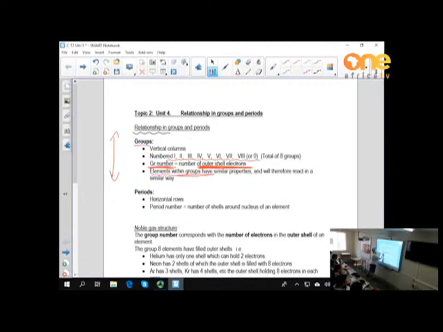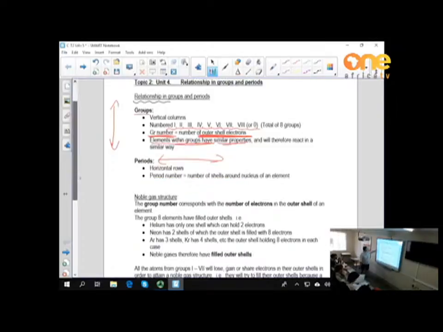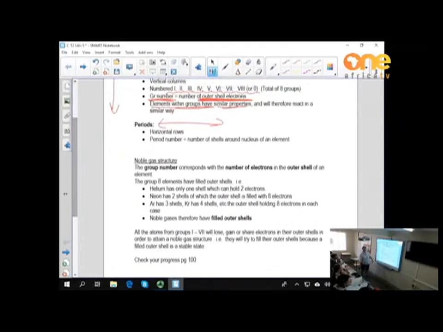Next thing here, elements within groups have similar properties and very often tend to react in similar ways. Now, a little bit further on, we will have a look at group 1 elements and their reactions with different substances, and we will see how they react. All right. The periods are the horizontal rows. The first period contains 2 elements, hydrogen and helium. Then the next period contains, well, at this point, 8 elements, and the next one, 8 elements, and then the next one contains more than 8. But don't worry about that, all right?